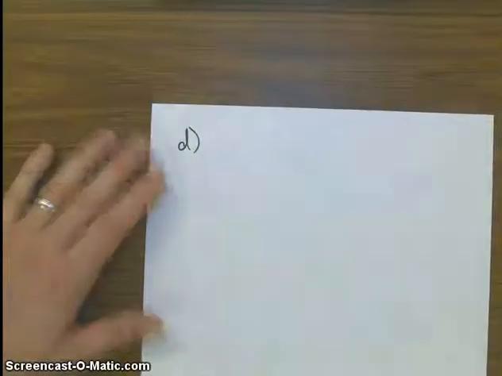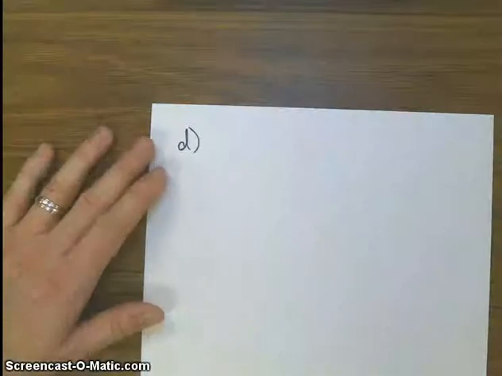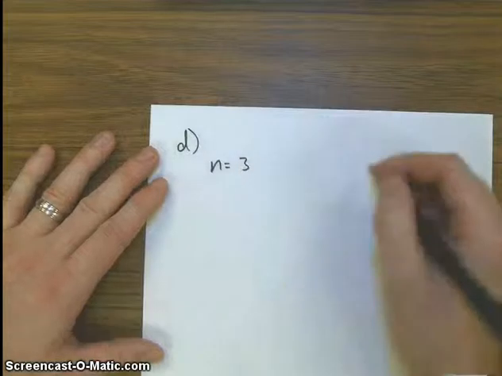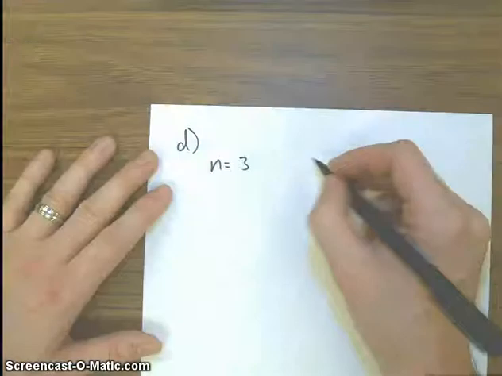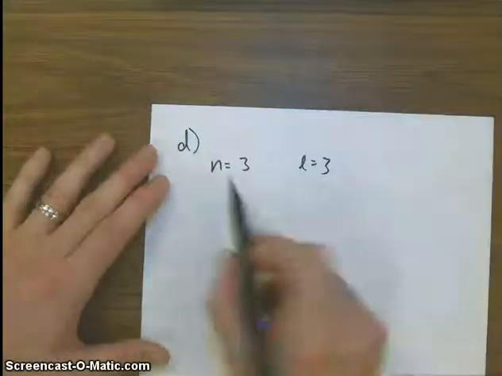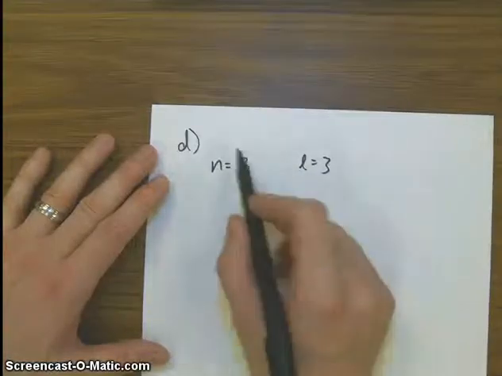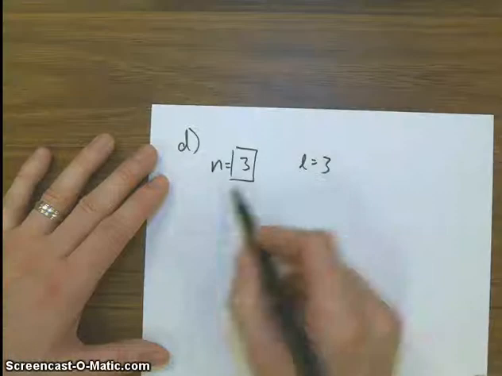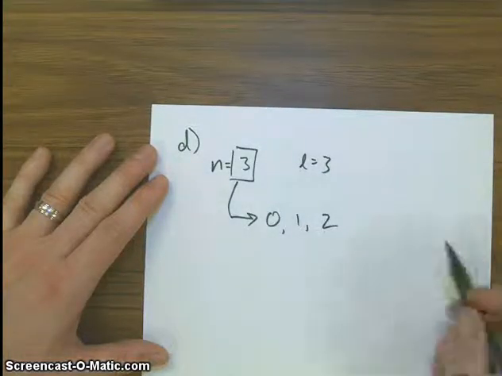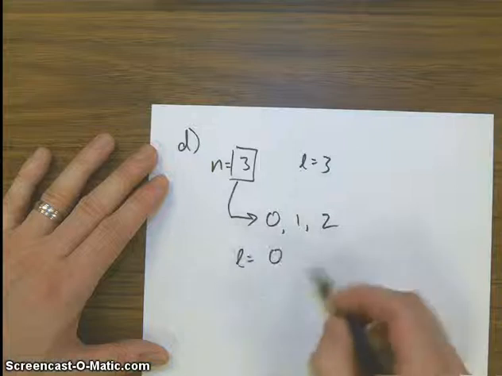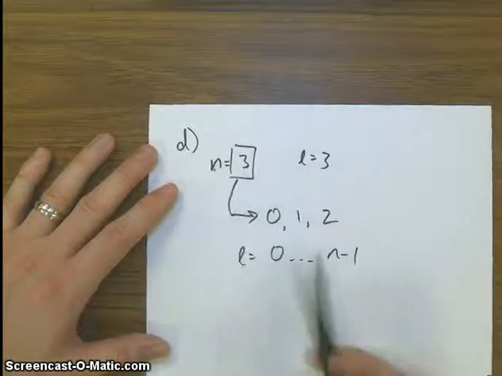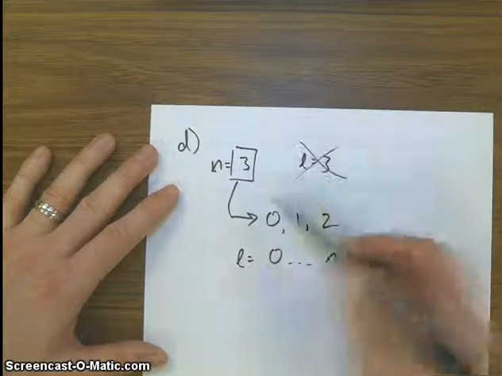Now D should be quickly identifiable as forbidden. So there's n equals 3, we have L equals 3, and right there we know it's not permissible. Remember, all the L values are based on n. So if n is 3, what are all the possible L values? Well, we know it's 0, 1, and 2. It stops there, because for L, it goes all the way up to n minus 1. So n being 3, 3 minus 1 is 2, so L of 3 is not allowed. This is indeed a forbidden orbital.